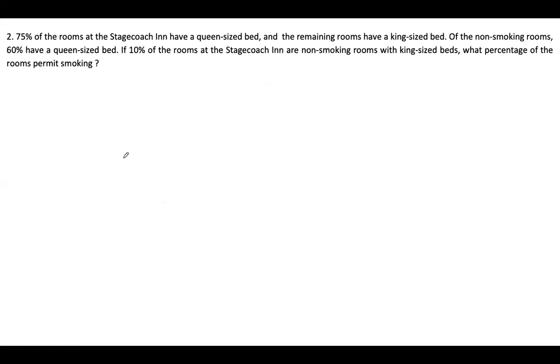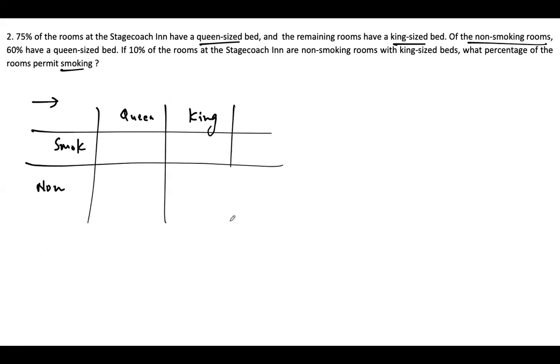It's a 2 by 2 matrix. And what brought you to that conclusion that it's a question on 2 by 2 matrix? So queen size bed and king size bed, or we can decipher it as non-queen size, and non-smoking rooms and smoking rooms. Okay, so queen sized, king sized, smoking, non-smoking. Yes. Please read the question.